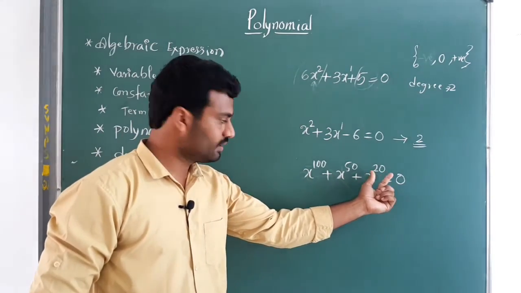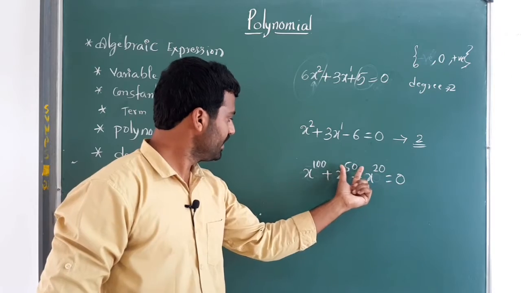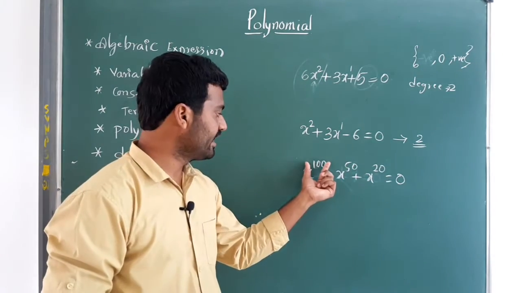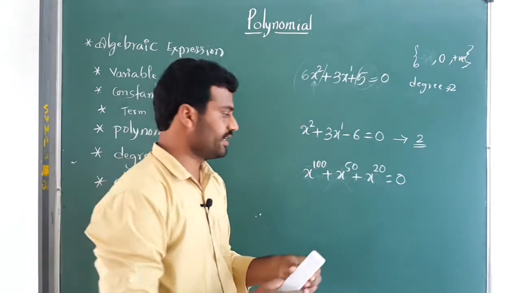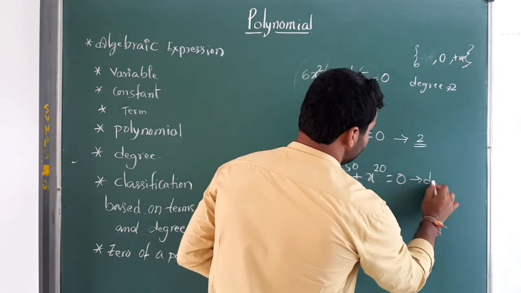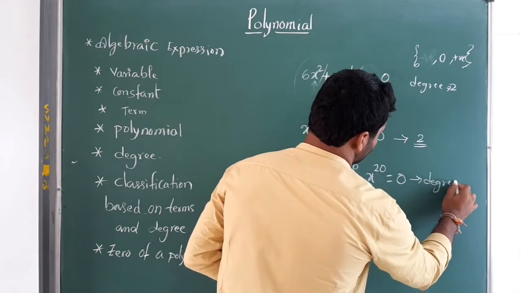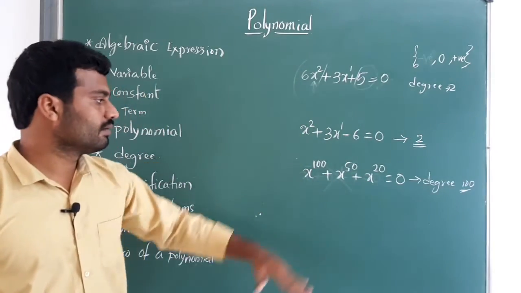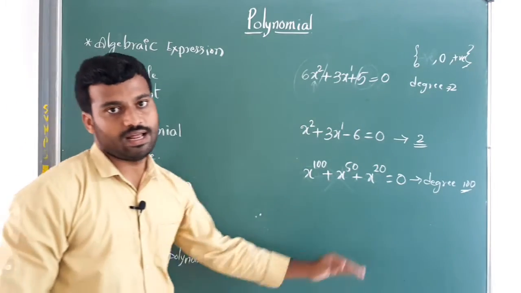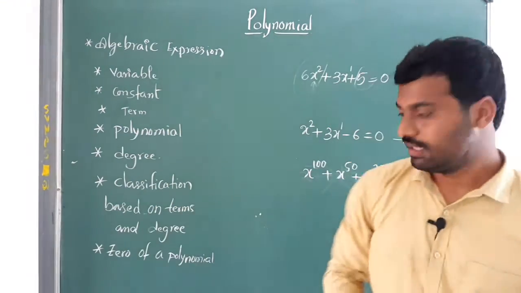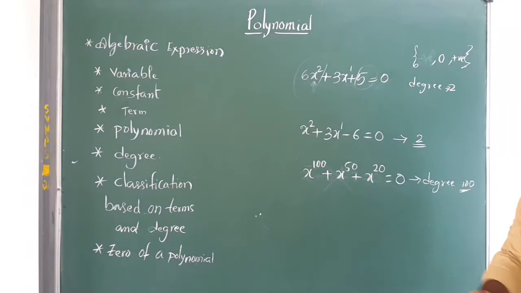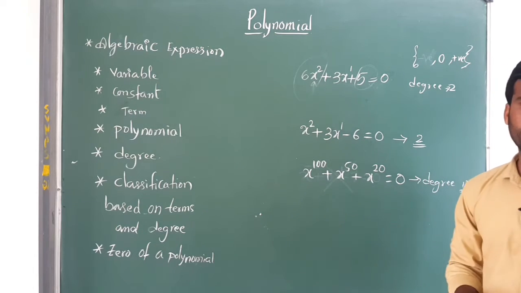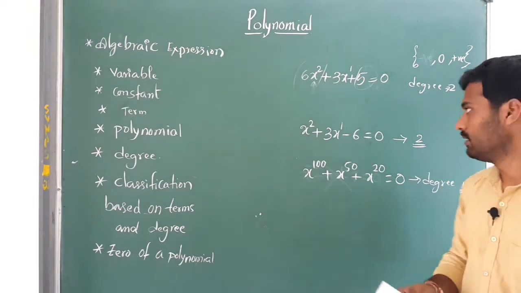When we come to here, x to the power of 20, the power is 20, 50, 100. Clear or not? So, what is the highest power? 100 is the highest power. So, the degree of this polynomial is 100. Clear or not? Like this we have to find out. They have given some problems in the textbook. Please go through it and find out. Clear or not? Very good.